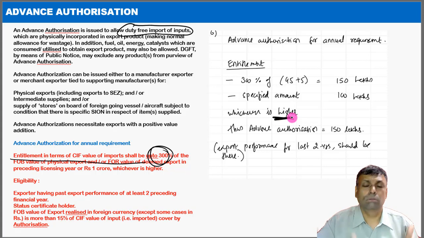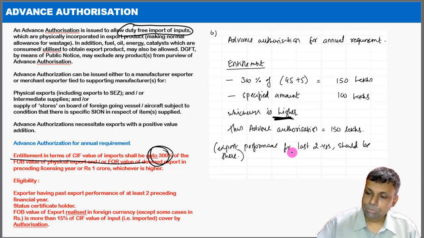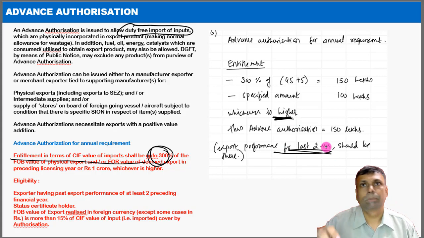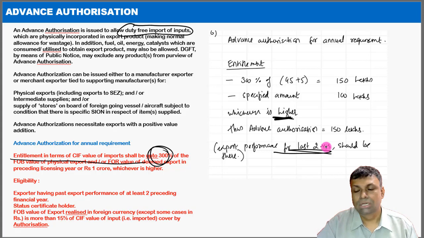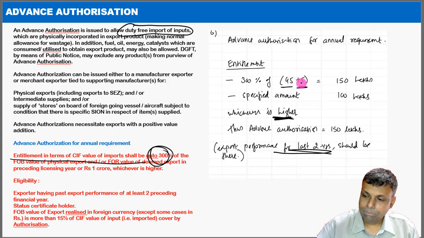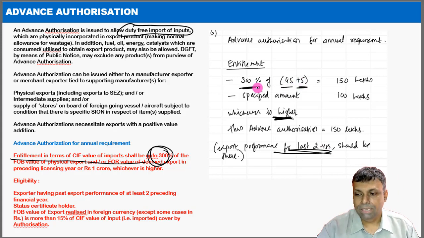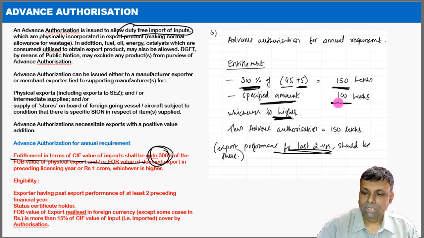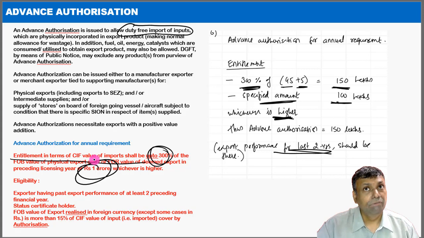I repeat, annual authorization. This is your annual, that means per annum, limit for duty-free import in this particular situation. And export performance, of course, for all these purposes, they will see the last 2 years, that is the preceding 2 years' performance, and thereafter they will take the decision whether you are entitled or not entitled to this particular scheme. Okay. So supposing your export and deemed export is 45 and 5, so total is 50, 300% of that is 150, so that is one limit. The specified amount is already defined by the law.